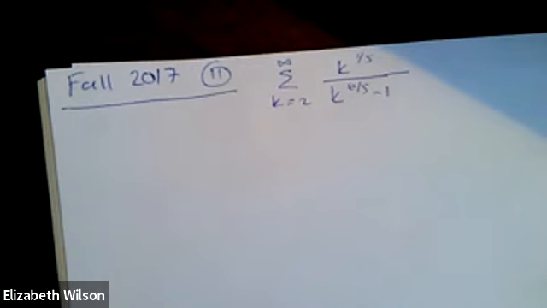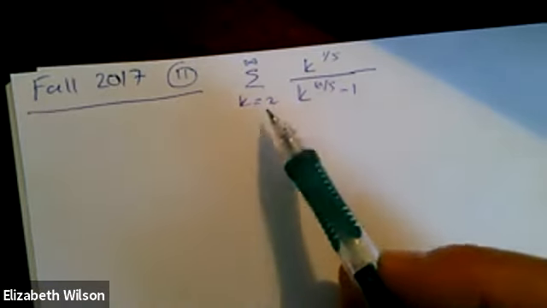We're going to do, let's see if I can get this to focus right. There we go. We're going to go over the fall 2017 final exam, question number 11. We're asked to take a look at the series, the sum from k equals 2 to infinity, k to the 1/5, all over k to the 6/5.